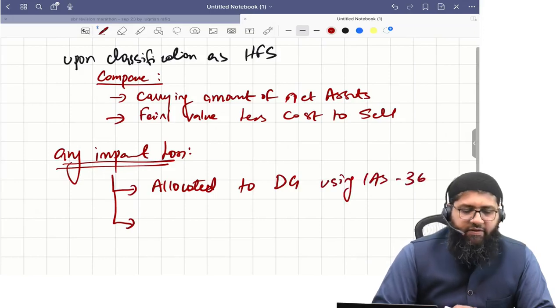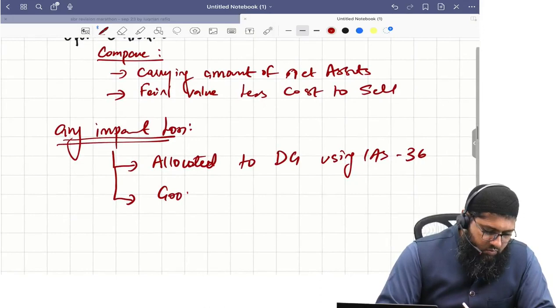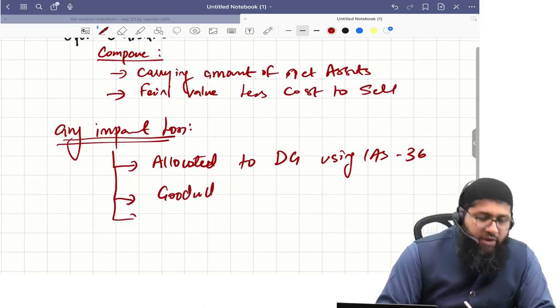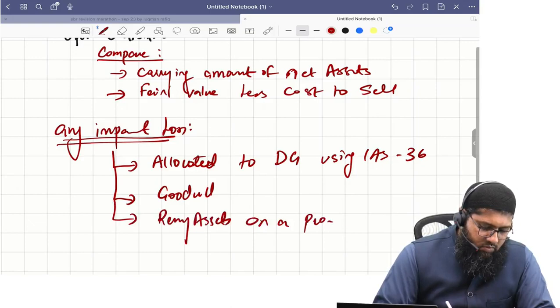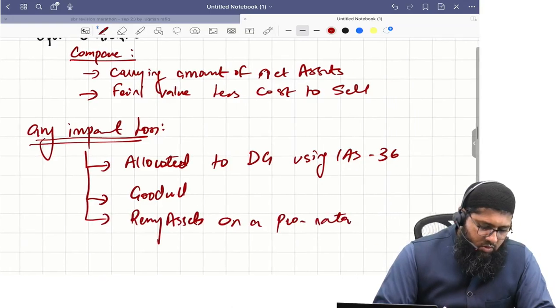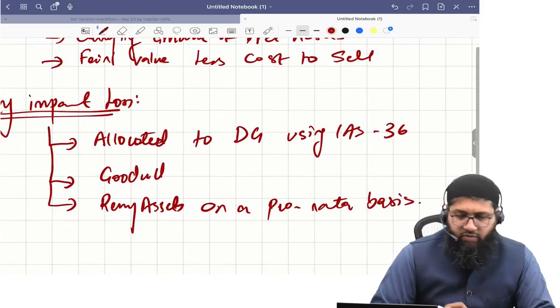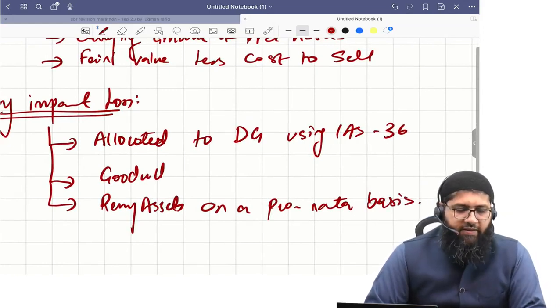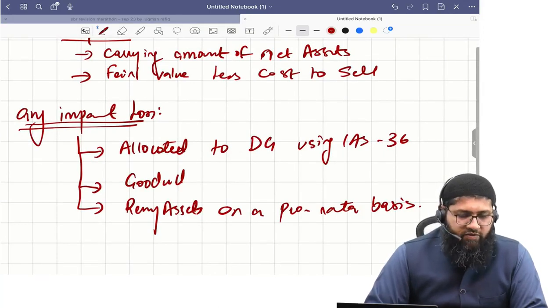using IAS 36. And when we talk about IAS 36, what does it mean? First thing has to be goodwill. The second thing has to be the remaining assets on a pro rata basis, right? What is it going to be? The remaining assets on a pro rata basis.